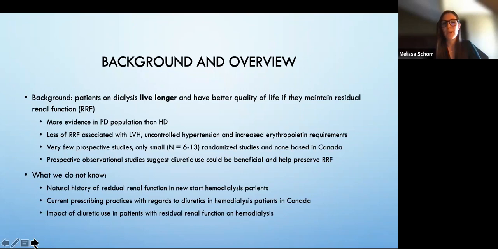What we do not know is the natural history of residual renal function in new start hemodialysis patients, what the current prescribing practices are in Canada with regards to diuretics in hemodialysis patients, and what the impact of diuretic use in patients with residual renal function on hemodialysis is. Next slide.